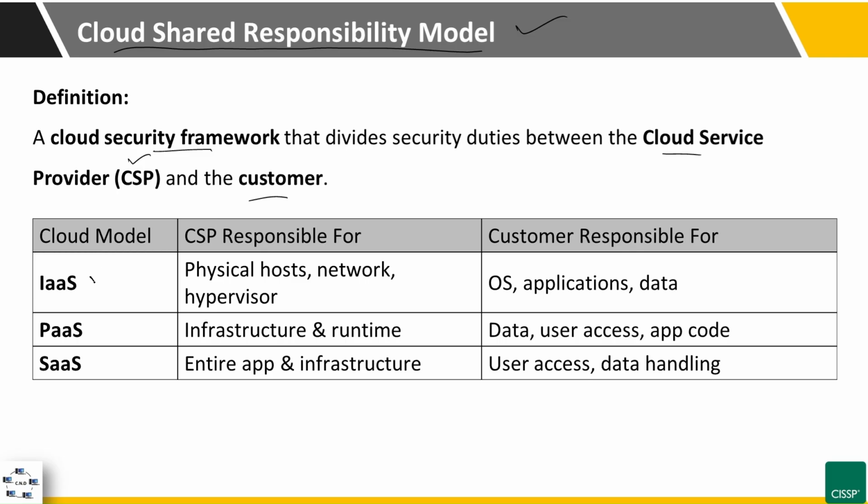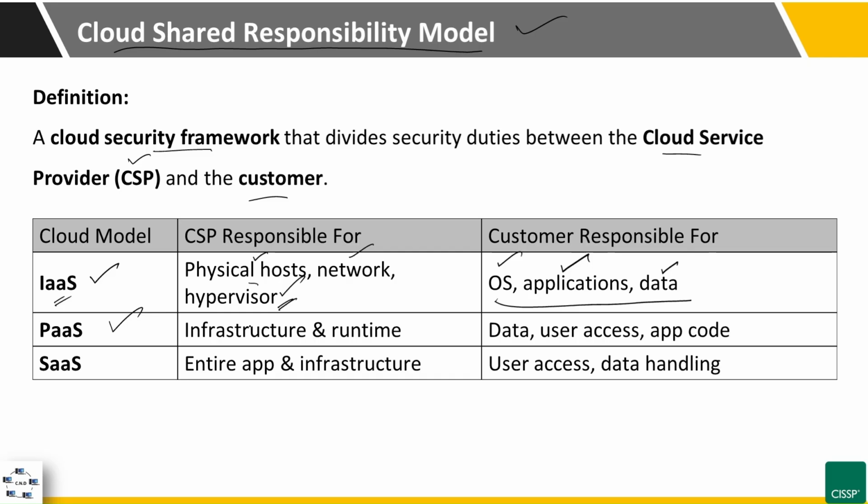For example, in IaaS or infrastructure as a service, the cloud service provider is responsible for the physical host, the network hardware such as switches, firewalls, and the hypervisor. The hypervisor is the virtualization software that is installed on the physical host, while the customer is responsible for the operating system, application, and data. So in IaaS, the customer has more responsibility than in all the other models.